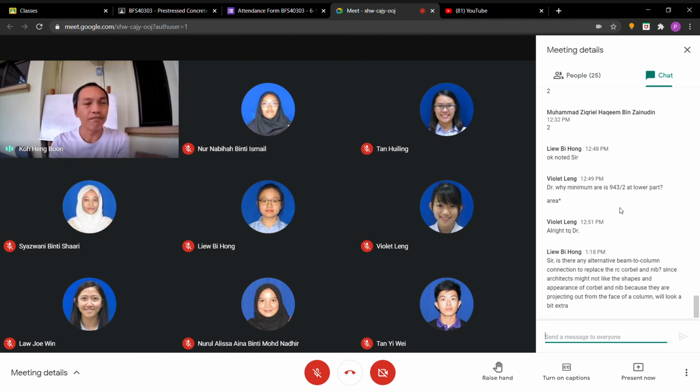Since the architect might not like the shape and appearance of the corbel, we have to go to a half joint, something like this. We can go to this kind of connection. What Yihong asked about is this kind of connection, where the connection itself becomes part of the members already.